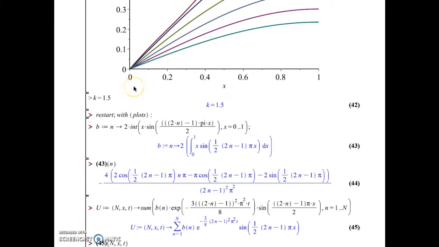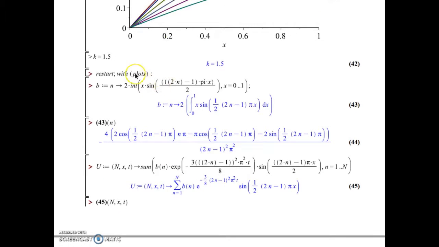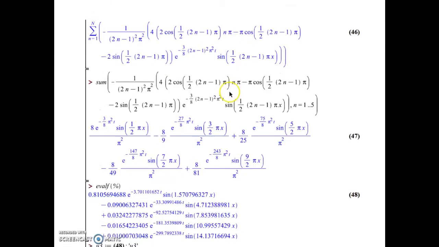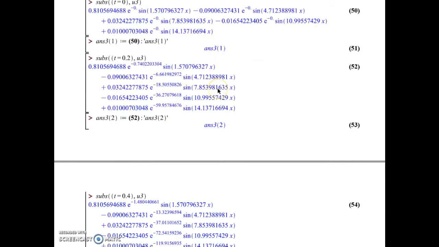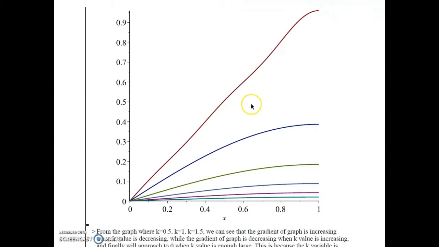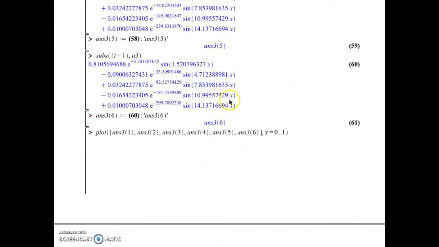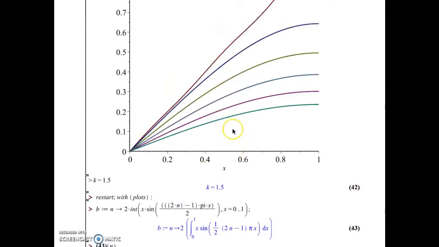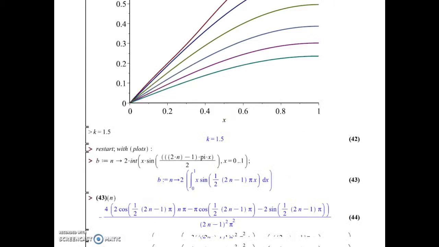Okay, for the next one, I will do k equals to 1.5, the same as the first one where I did k equals to 0.5. I do all of the same steps all over again to get all these values, and plot the graph. We will get this graph. This graph is slightly different from the previous graph. Do you see any difference? I guess you see it.